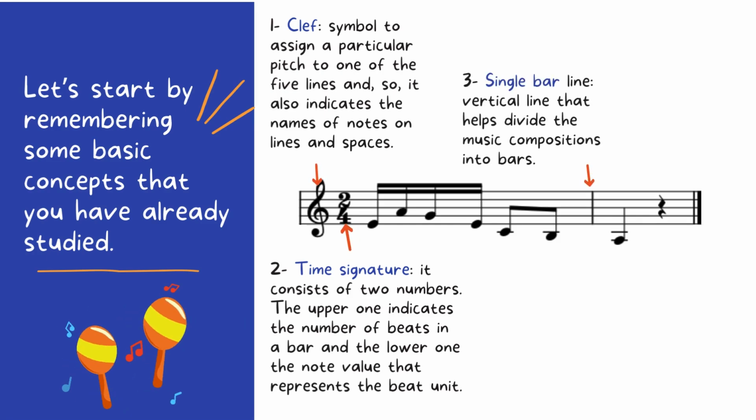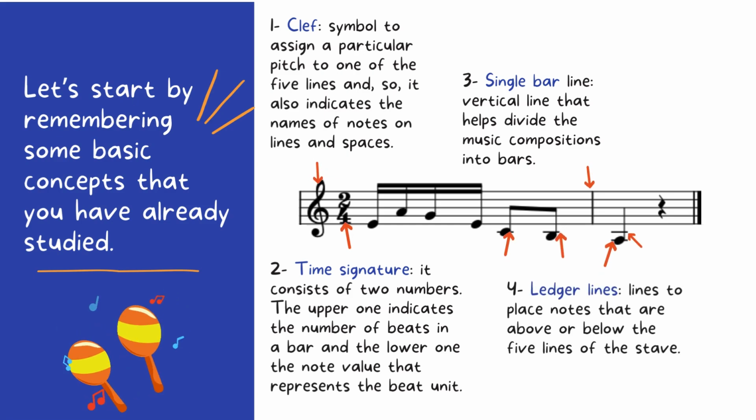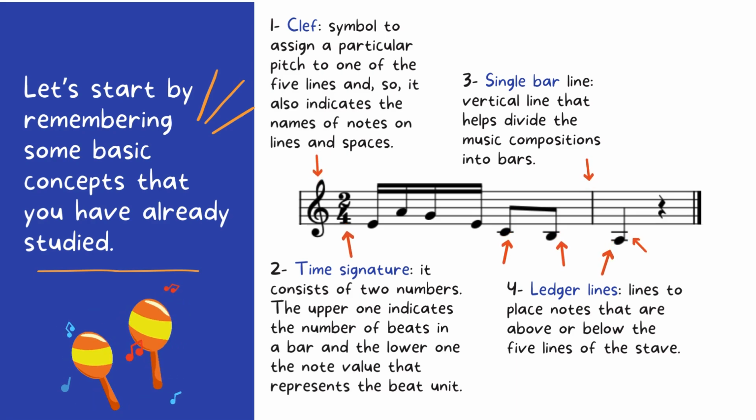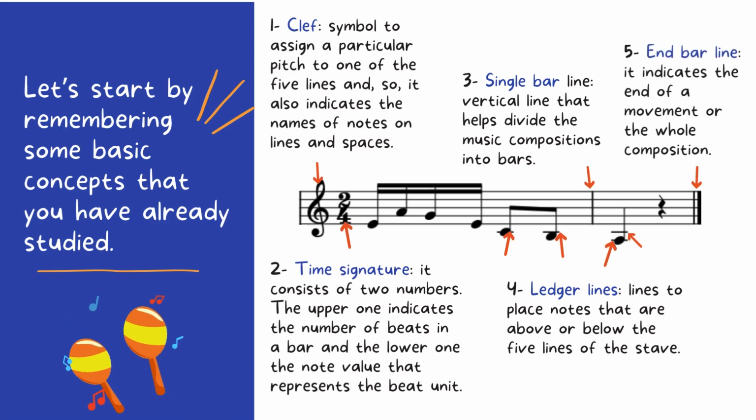Then we have got the single bar line. It is a vertical line that helps divide the music compositions into bars, also called measures. Number 4 corresponds to ledger lines. These extra lines are used to place notes that are above or below the 5 lines of the stave. The last one is the end bar line. It is used to indicate the end of a movement or the whole composition.